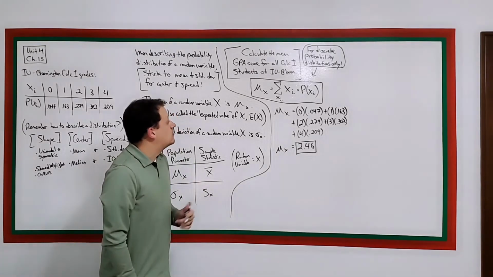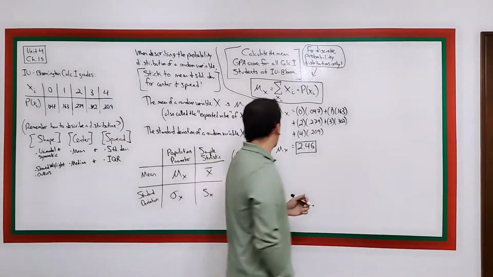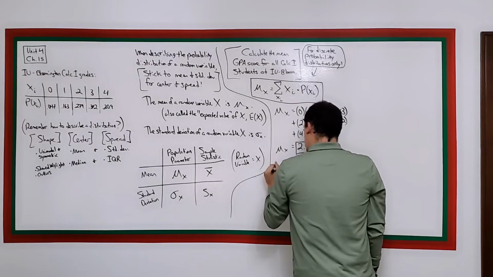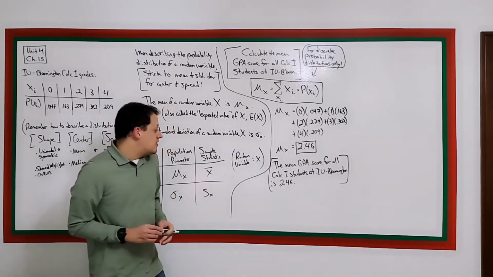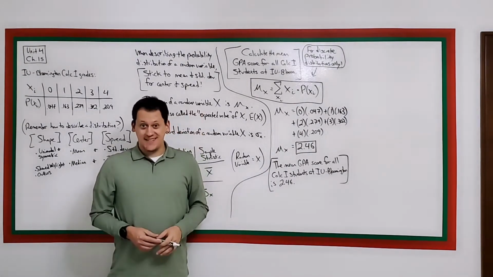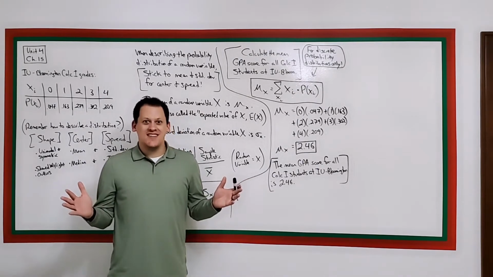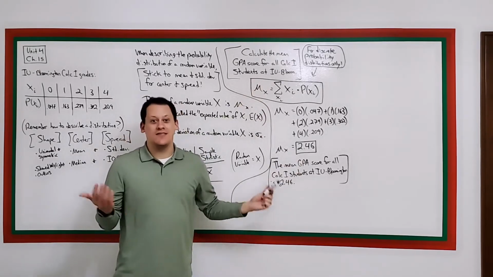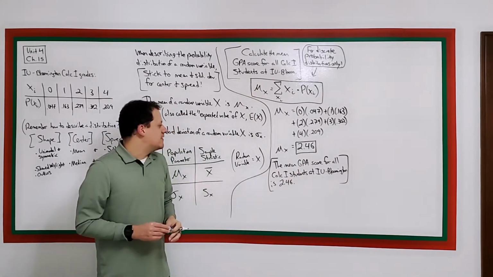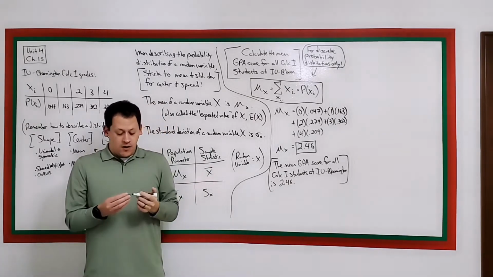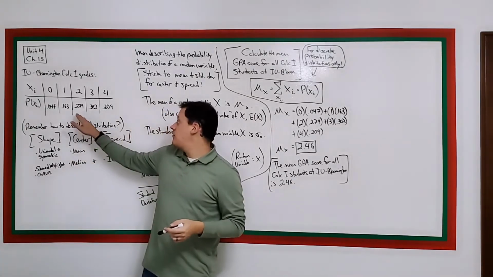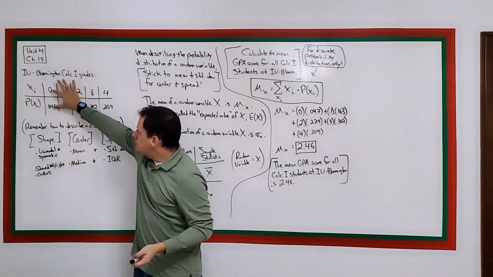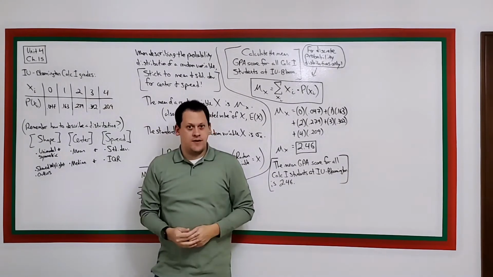Well, let's take our language here and just copy it. The mean GPA score for all Calc 1 students at IU Bloomington is 2.46. Perfectly coherent sentence. All I did was copy this down, essentially, and then put the number at the end. Super easy, right? So, if you're given a probability distribution like this, that is how you calculate the mean. Just take each of these products, add them up. Simple enough.